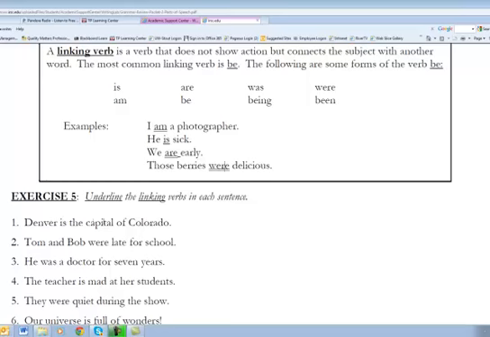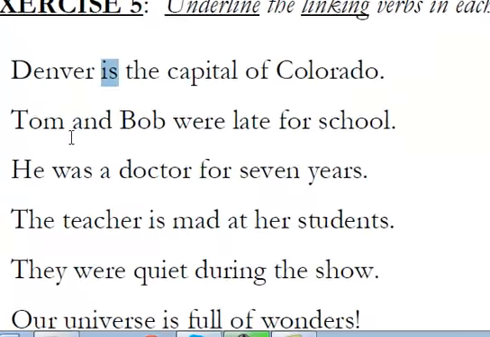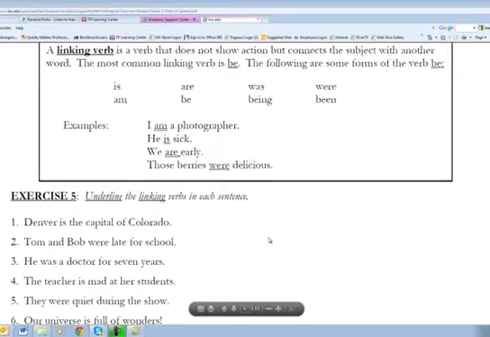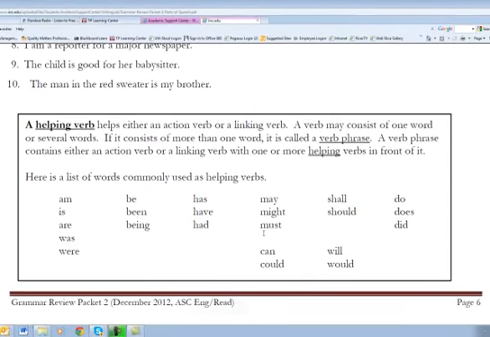So Denver is the capital of Colorado. What's the linking verb? Is. Tom and Bob were late for school. Were, linking verb. He was a doctor for 7 years. Was. The teacher is mad at her students. Is. They were quiet during the show. Were. So again, once you start to recognize them, you're going to be able to pick them out pretty easily as linking verbs. And then finally we have helping verbs.